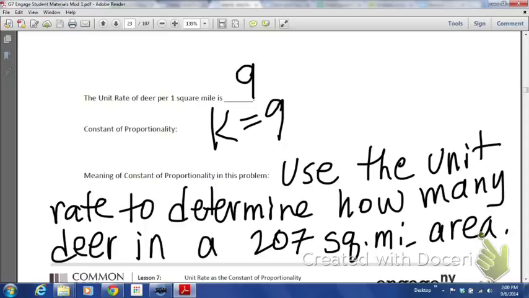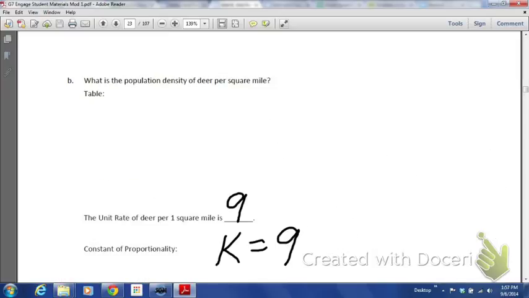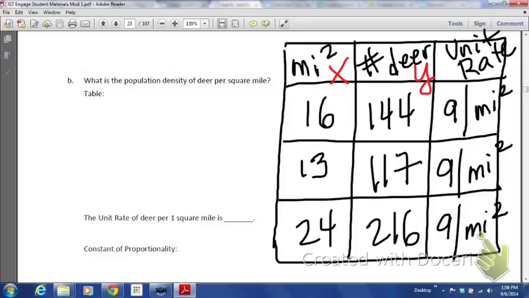Okay, so if we were going to use the unit rate to determine how many deer in a 207 square mile area, we can go back and look at our original table of data. Now we are actually going to be working in the area of x. So what we're doing is we're working with a formula that looks like this. So here's our k, and that's our k, our constant of proportionality. Okay, actually let's do this first. Let's go ahead and look at it.